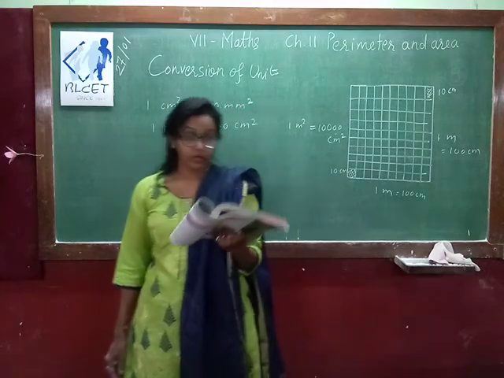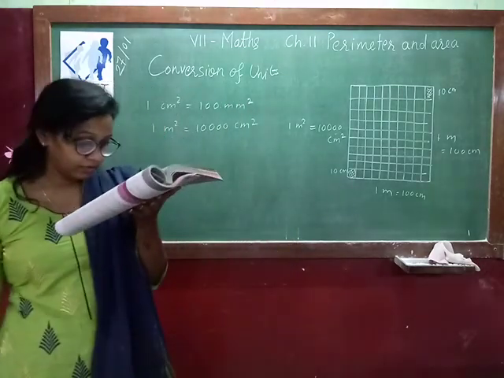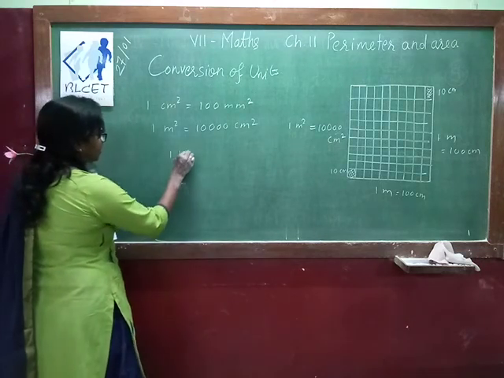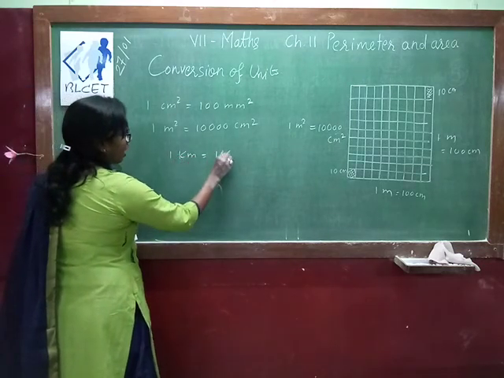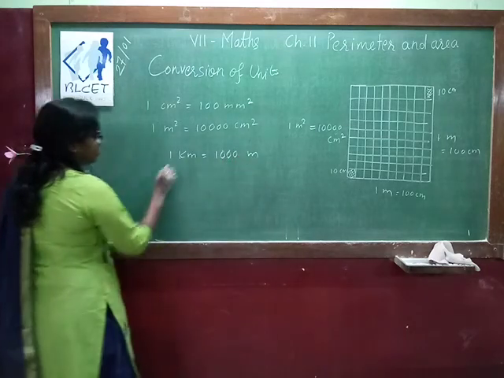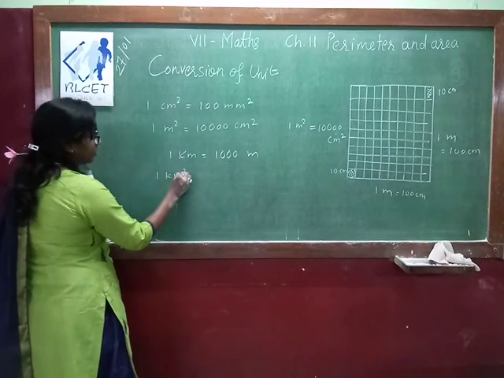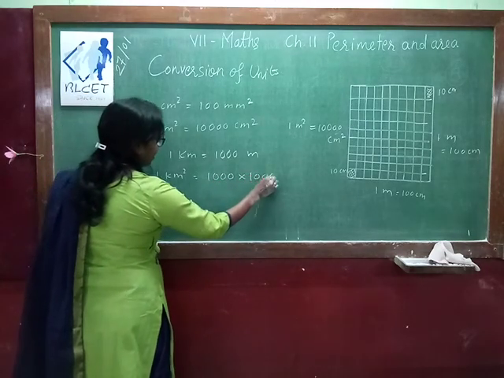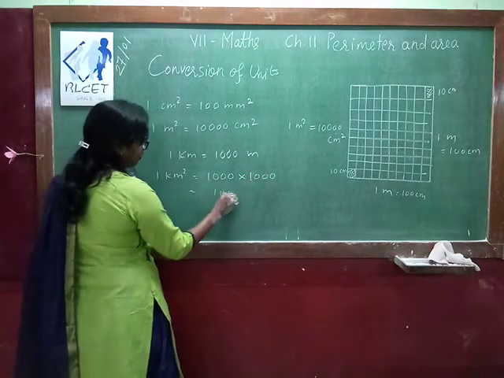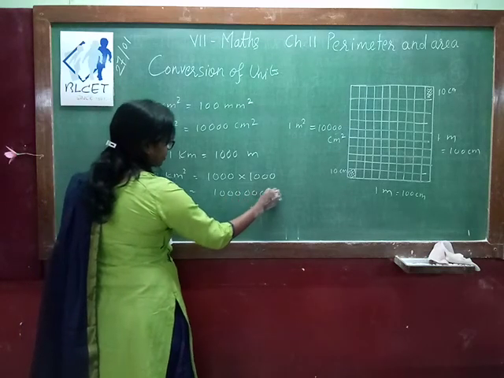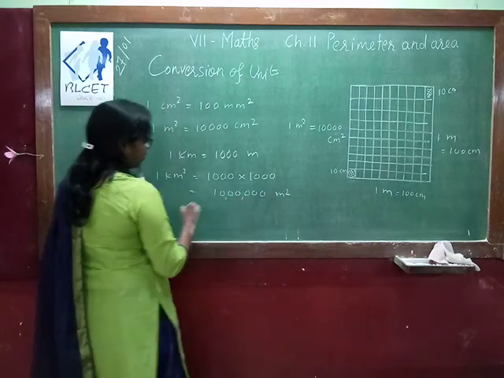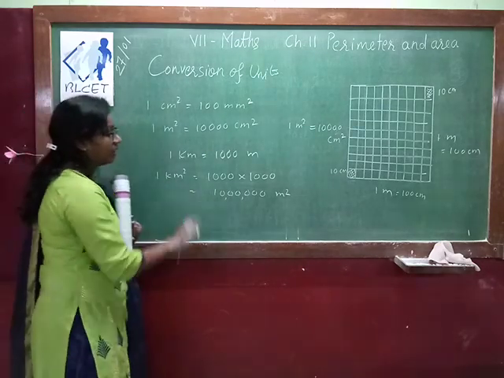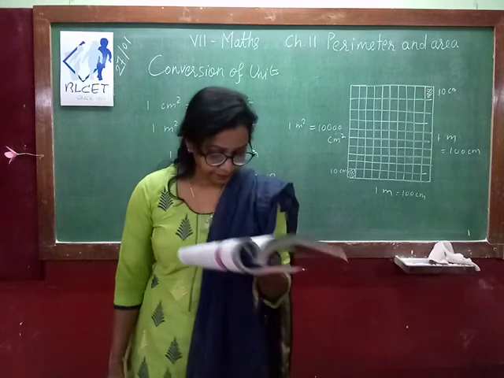So now 1 kilometer square is equal to what? We know that 1 kilometer is equal to 1000 meter. So 1 kilometer square is equal to what? 1000 multiplied by 1000. So it is equal to 1, 2, 3 meter square. So it is 10 lakh meter square. So 1 kilometer square is equal to 10 lakh meter square.